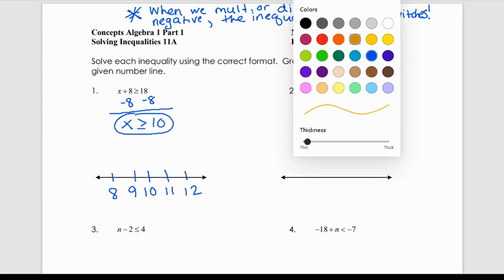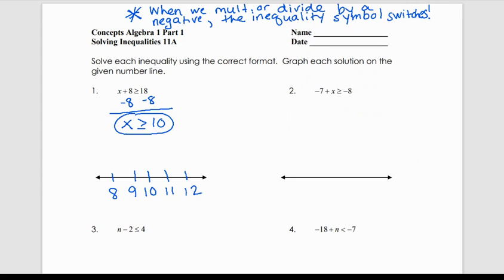Now that we have the number line, we need to actually graph this. What type of circle should be on 10, open or closed? Closed, good. It's greater than or equal to, so I have a closed circle on 10. And if I'm greater than, what numbers are greater than, 8 and 9 or 11 and 12? 11 and 12, so we want to go towards the right. So there are 2 parts to these questions: the algebraic solving piece, and then graphing them.